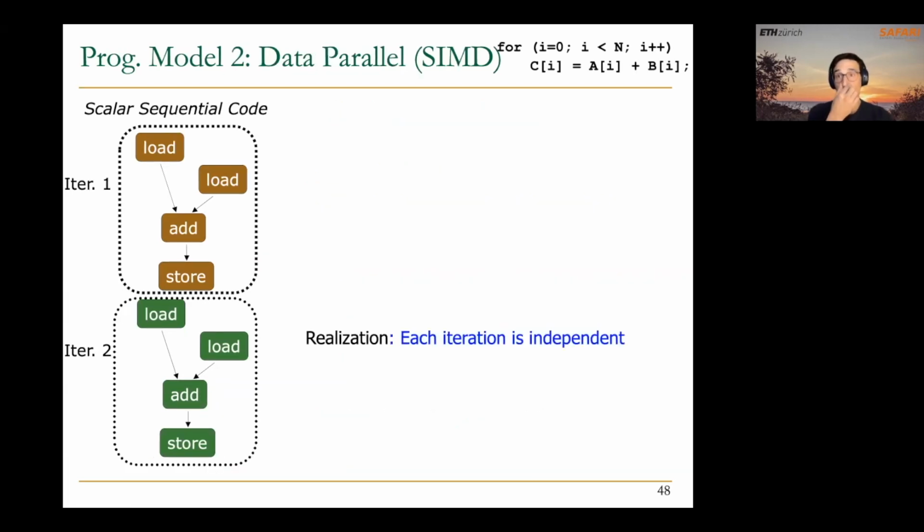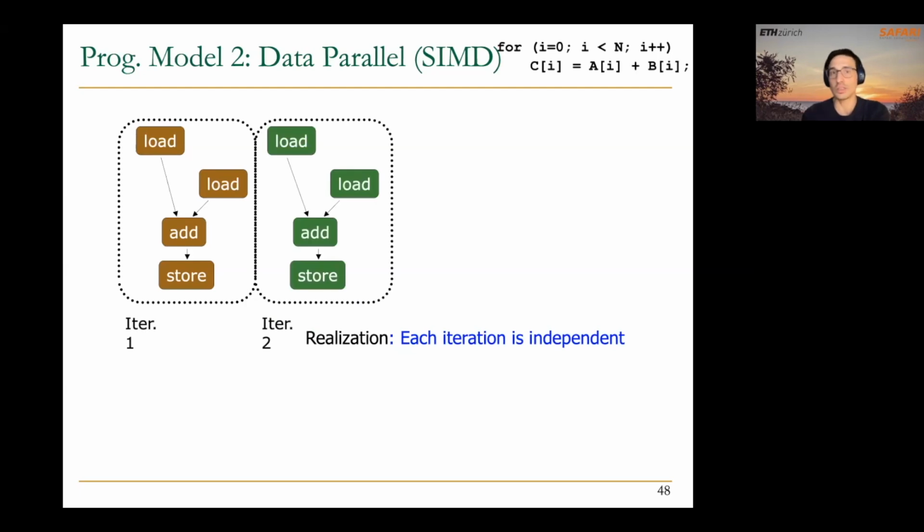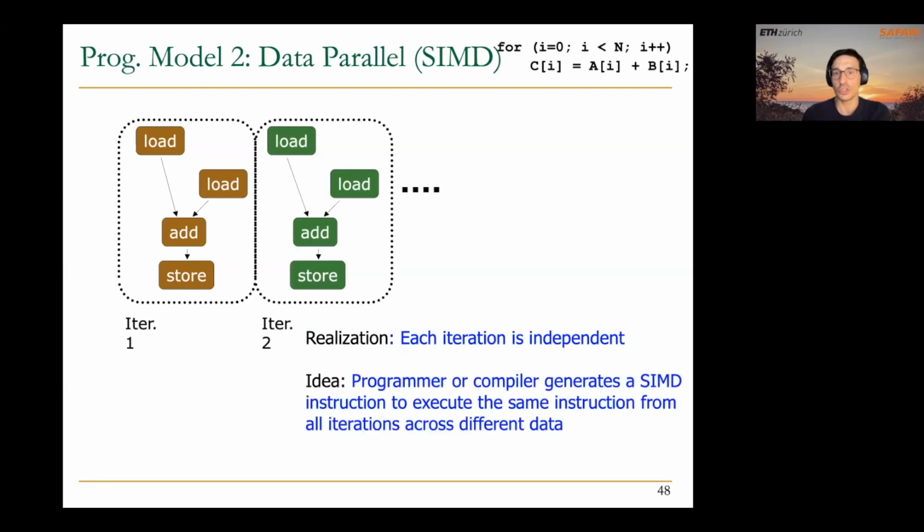Now, we can also write the code in a data parallel fashion using a SIMD programming model, and execute it in parallel. The realization here is that each iteration in the for loop is independent. So this iteration 1 can be executed at the same time as this iteration 2, and so on. Now, the idea is to have the programmer or the compiler generate SIMD instructions to execute the same instructions from all iterations across different data.